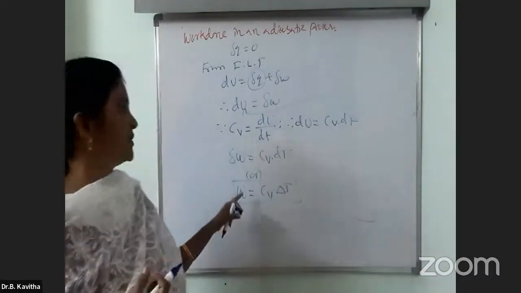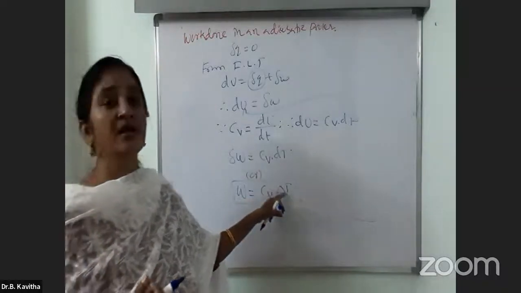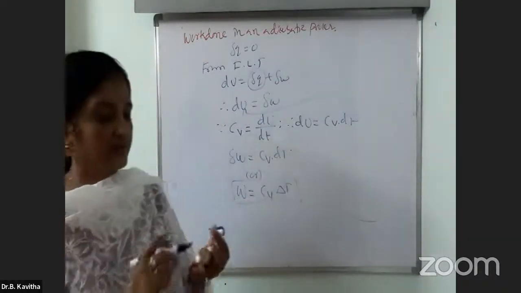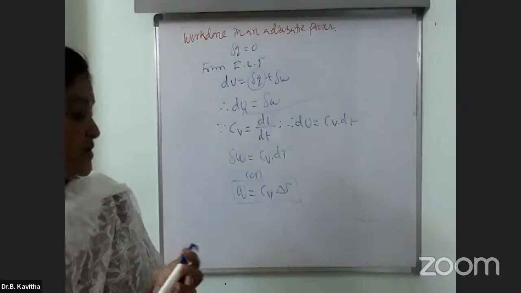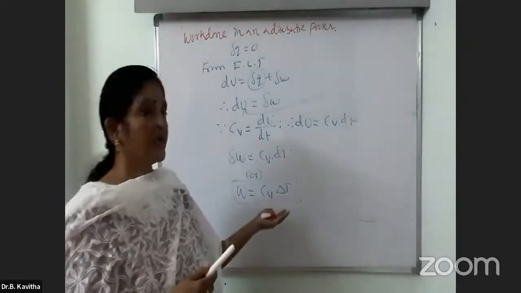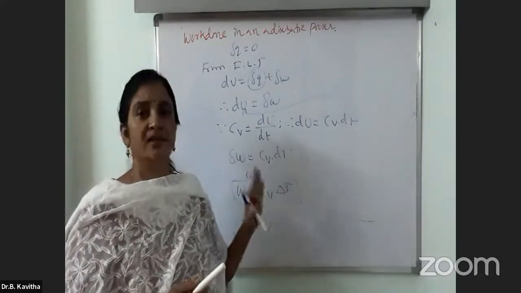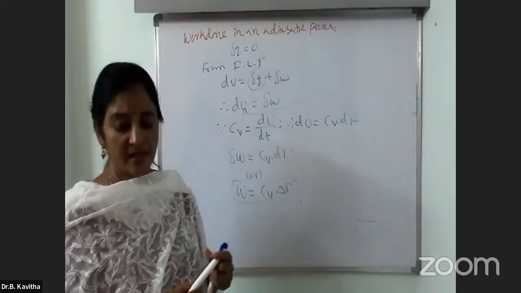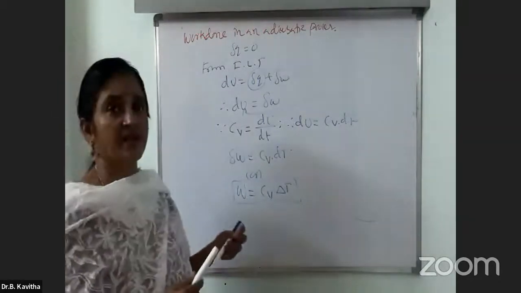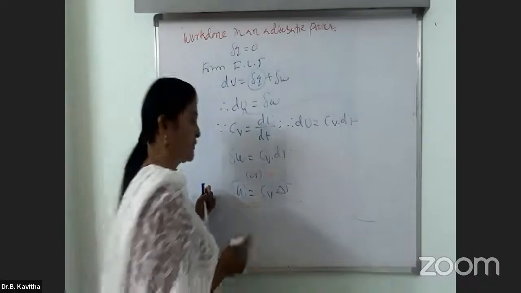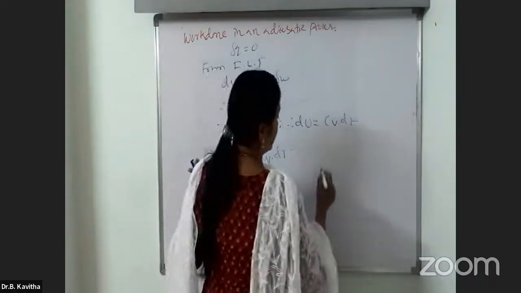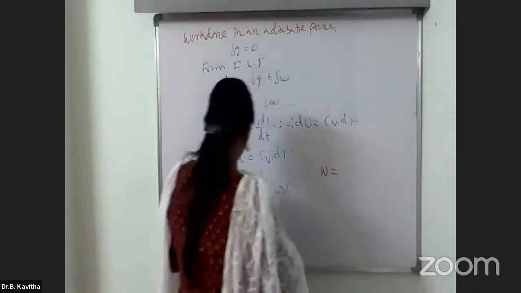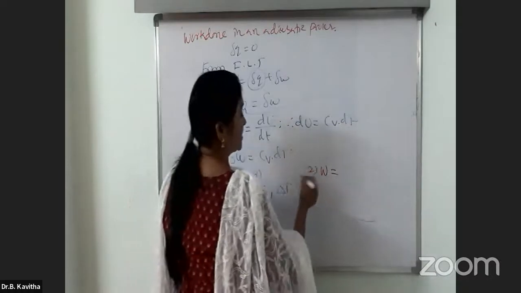So what is W? W is equal to CV into delta T, and delta T is T2 minus T1. Substitute and you can write the equation. One more equation is also there, which you will derive finally in thermodynamics. That equation is one more equation. This is the first equation for the problems purpose.